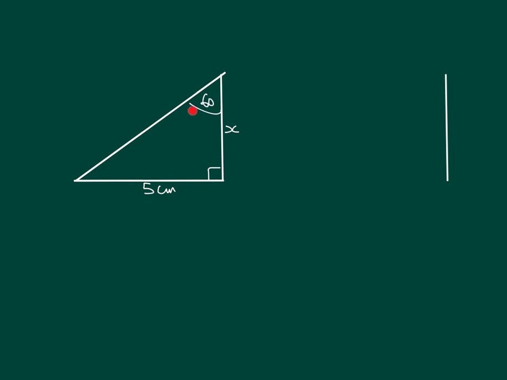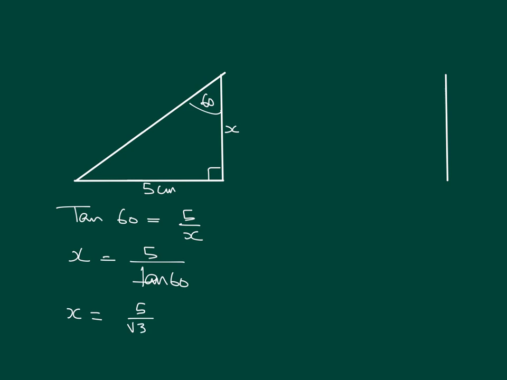We've got the opposite side. We've got the adjacent side. So that means we have to use tan. So tan of 60 degrees is opposite 5 over adjacent x. Then we rearrange. I'm just going to do the quick rearrangement here. So x will be equal to 5 over tan 60. Then you check your table. Tan of 60 is just root 3. So it means that x now equals 5 on top of root 3.